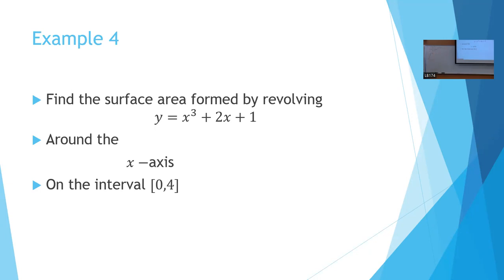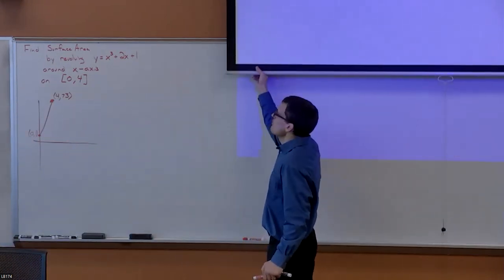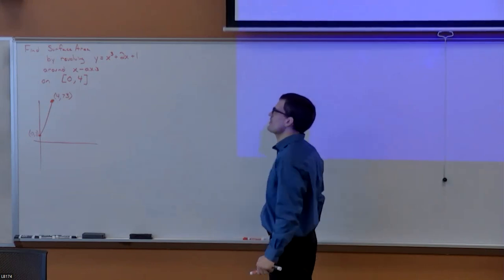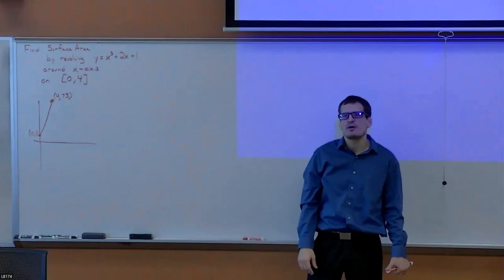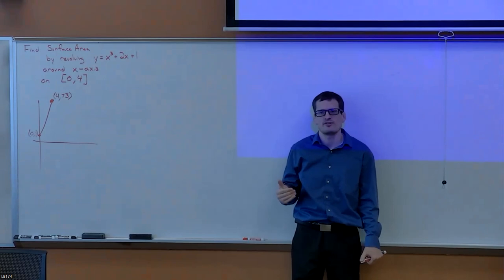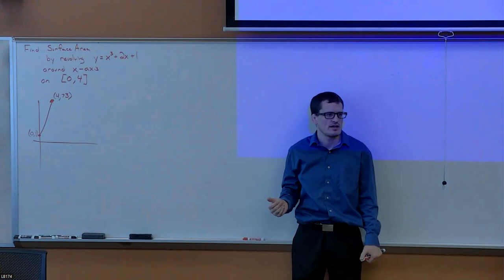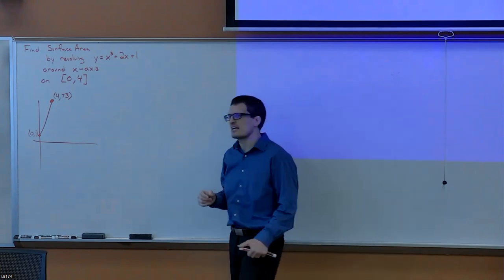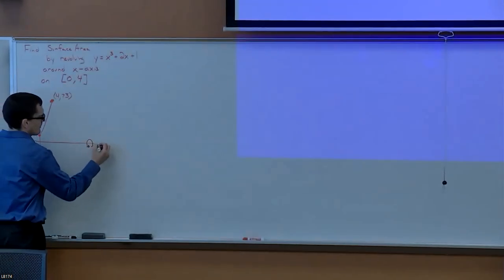All right. So we have this y equals x to the third plus 2x plus 1 from 0 to 4. And if you actually calculate the points, that means it starts at the point (0, 1) and ends at the point (4, 73). Okay. So we're taking that section and we're going to revolve that around the x-axis.